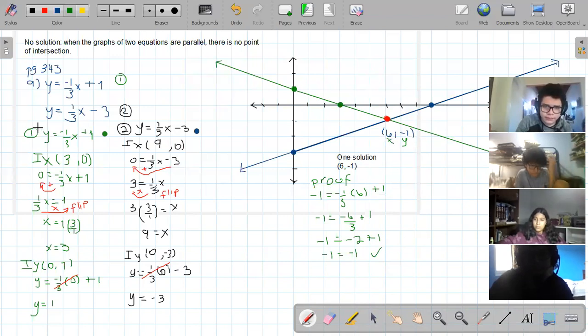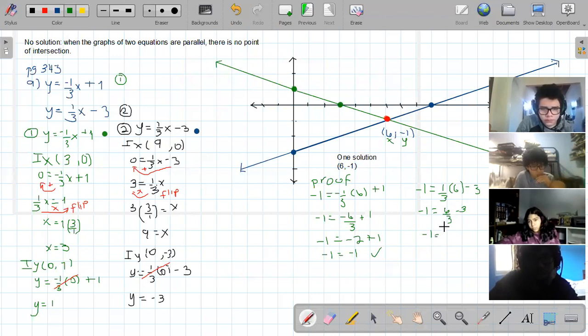Again, y is -1 equals 1/3 of x minus 3, with x being 6. So -1 is equal to 1 times 6, that's 6 over 3, minus 3. I don't have to solve anything on the left. 6 divided by 3 is 2. Positive 2 minus 3 is -1.